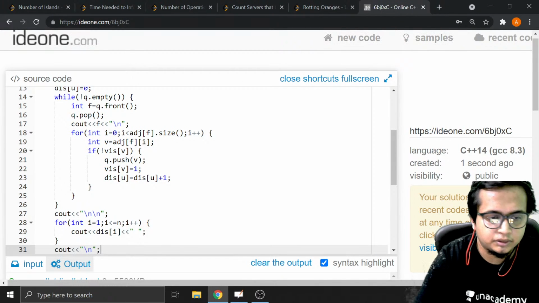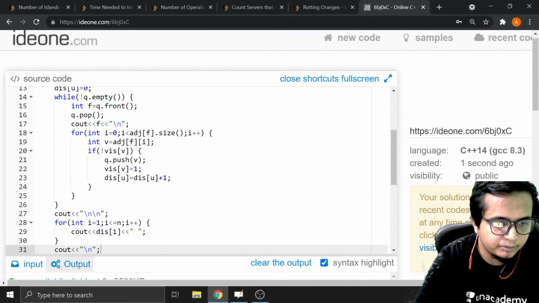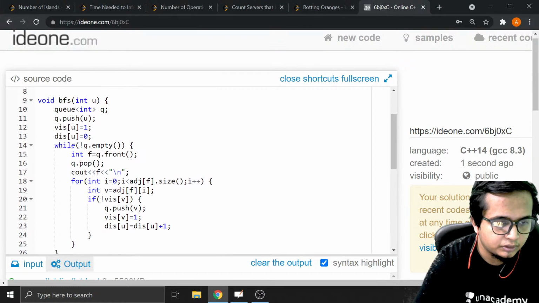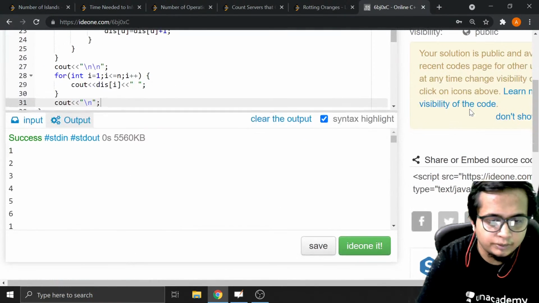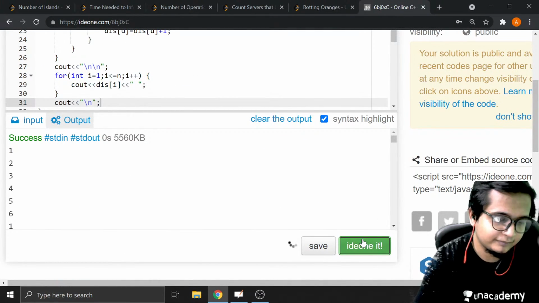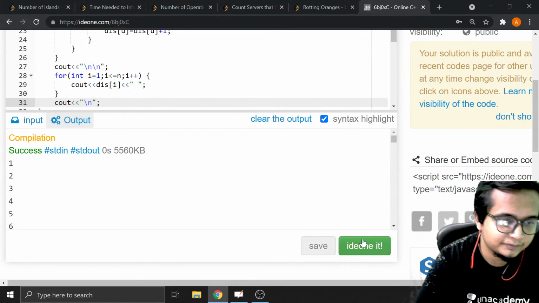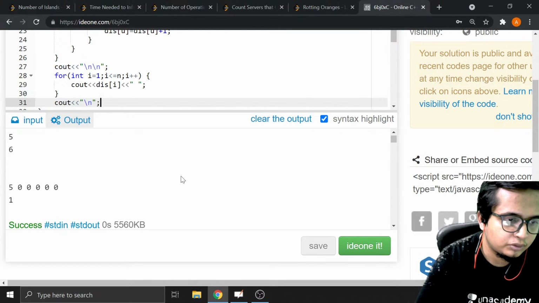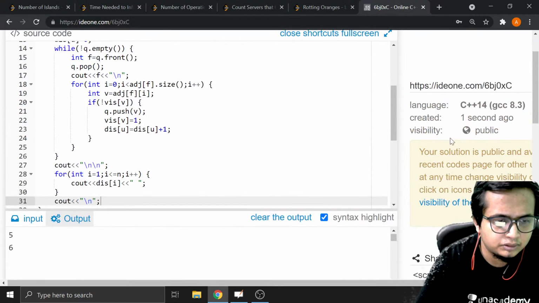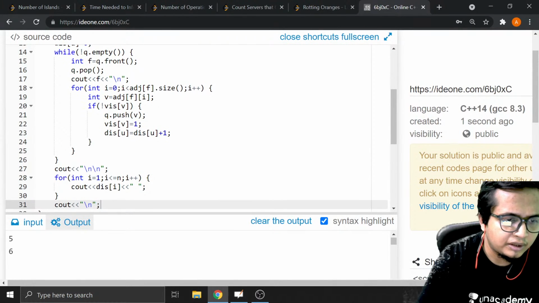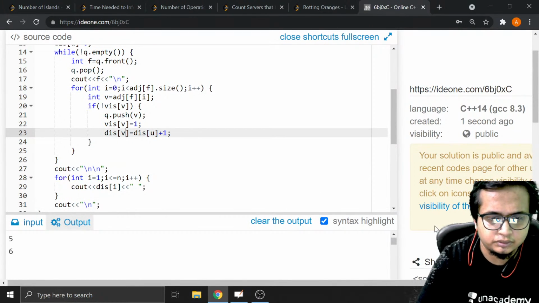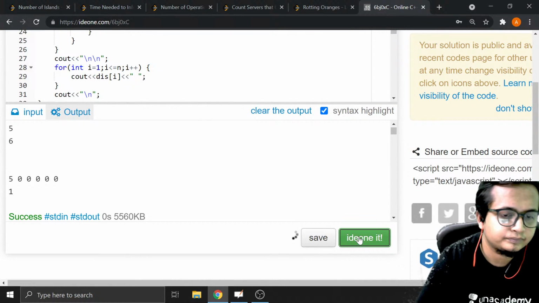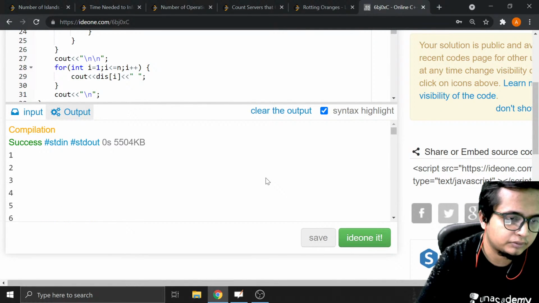Okay, so let me just run the code. I don't see any discrepancies in the code. I hope it will work. Okay, so I have written distance of b. So I think it will work.